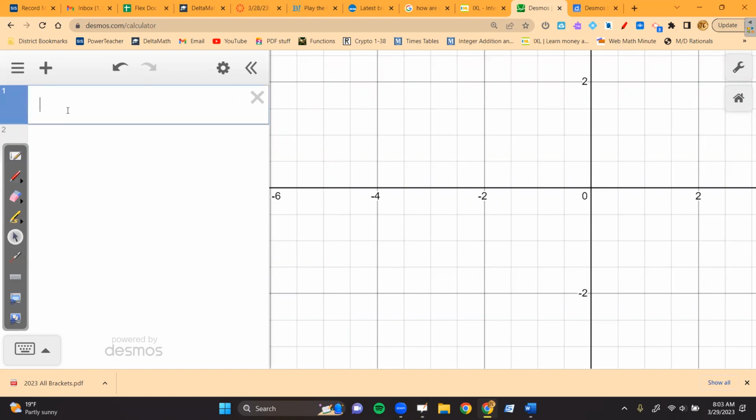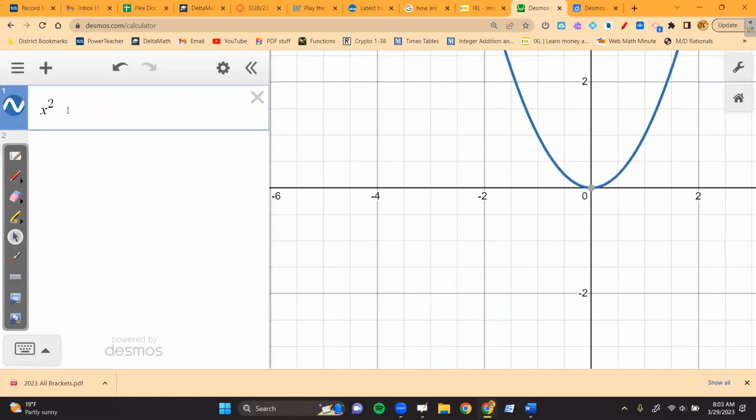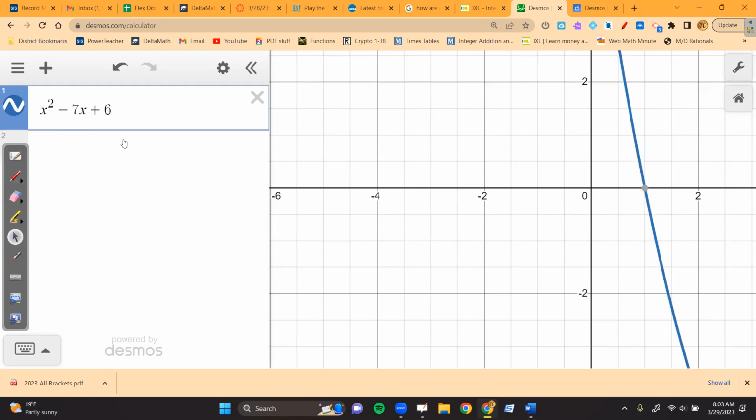But I'm just going to kill it and put in a freshie. So remember, I'm going to switch my a to x, and I'm going to do x squared minus 7x, and then what was at the back? Plus 6, and you don't put equal 0 or anything. You just put in the meat and potatoes part of the equation.